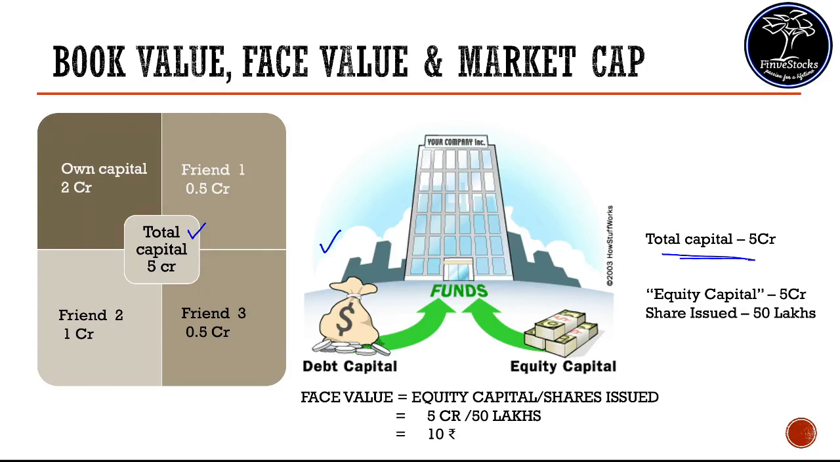I put 2 crore rupees. One of my friends gave 50 lakh rupees and another friend gave 1 crore and the third friend gave another 50 lakh rupees. So the total capital is around 5 crore rupees. So equity capital is 5 crore. That is the cumulative sum of all the capital. Assume the total number of shares issued is 50 lakh shares.